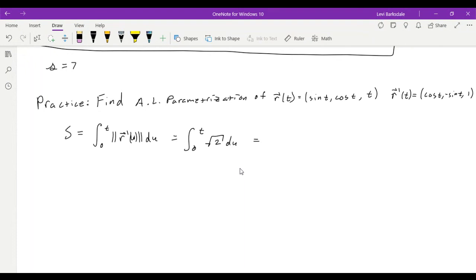and of course that gives us root 2 u from 0 to t. And of course that's square root 2 times t. We simply take our arc length s and set that equal to the square root 2 times t, then isolate t by itself, which is easy. We just divide both sides by square root 2, and we get t is equal to s over the square root of 2.